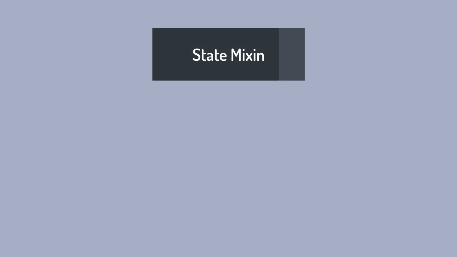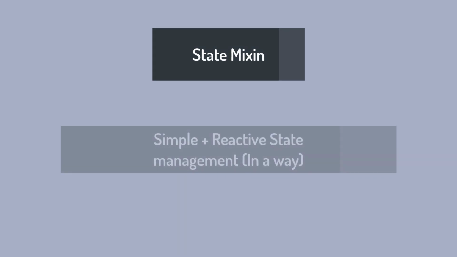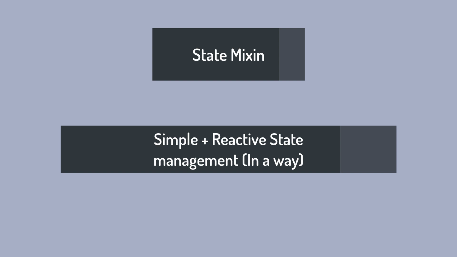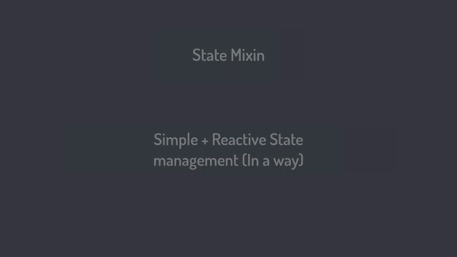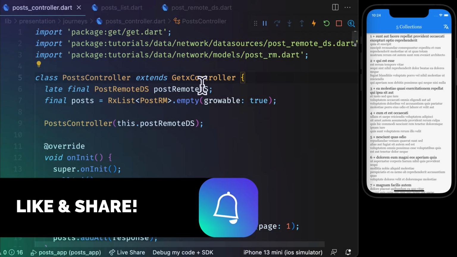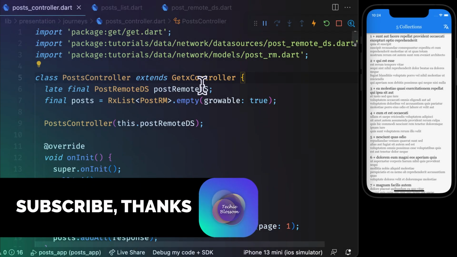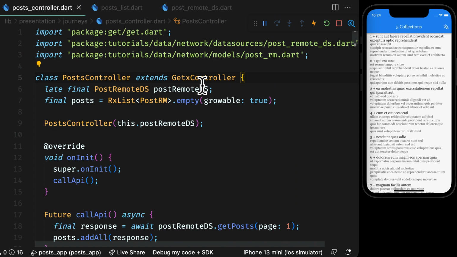You can say that state mixin is a mixture of simple and reactive state management, but with an extra feature. You will better understand it with the implementation. We will go back to our old example, the post list. Remember, in the last video, we loaded a list of posts, but there was no loader until there was a response from the API. Also, there was no way to handle errors.